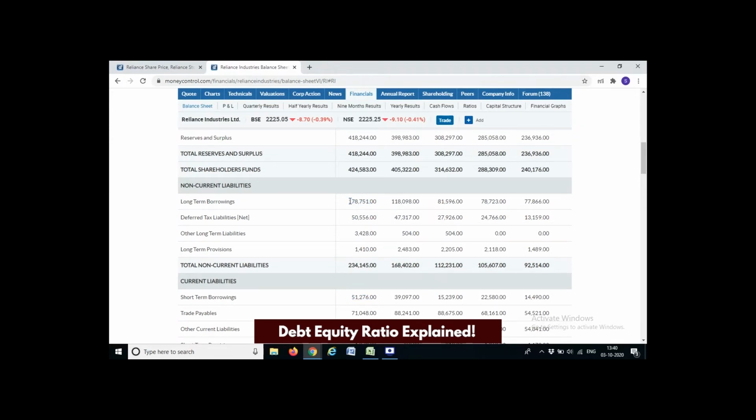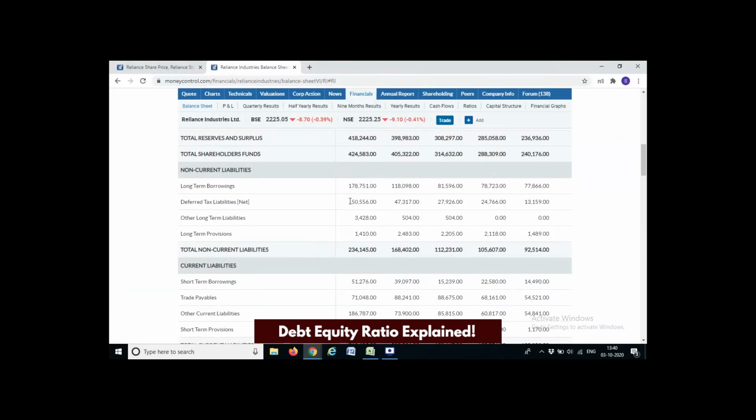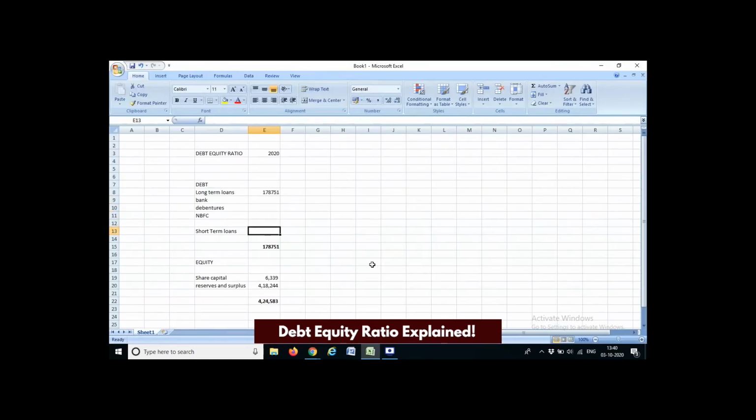So what is the long-term borrowing? 178,751. This includes bank loans and everything. And the short term is 51,276. So let's write here 51,276. So what would be the debt equity ratio? The debt equity ratio will be the debt, which is this amount, divided by this amount.